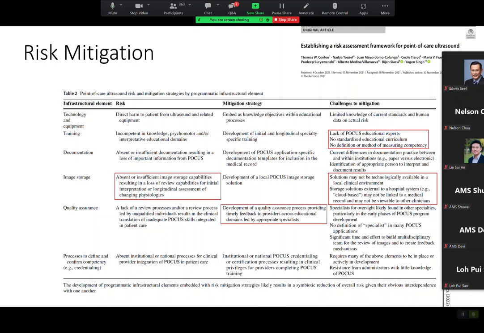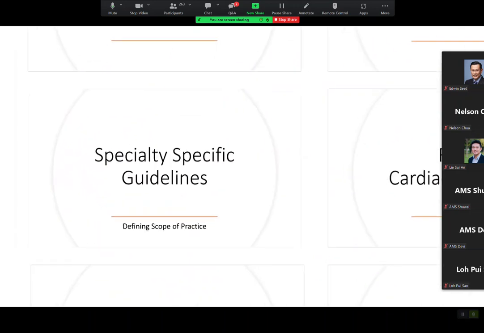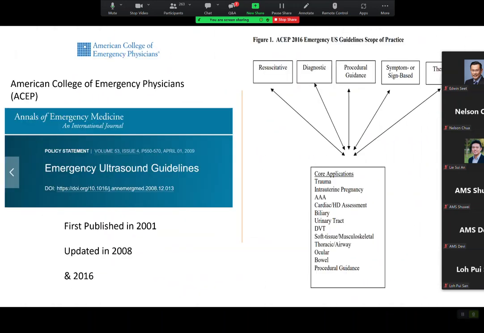It's also important to have quality assurance systems in place when we have a point-of-care ultrasound program in our hospitals. We may need to seek advice from the radiologists or cardiologists to help us with quality assurance and credentialing and certification systems. These can be either institutional or national. Okay, let's look at some specialty specific guidelines. Essentially, emergency medicine have been leaders in this.